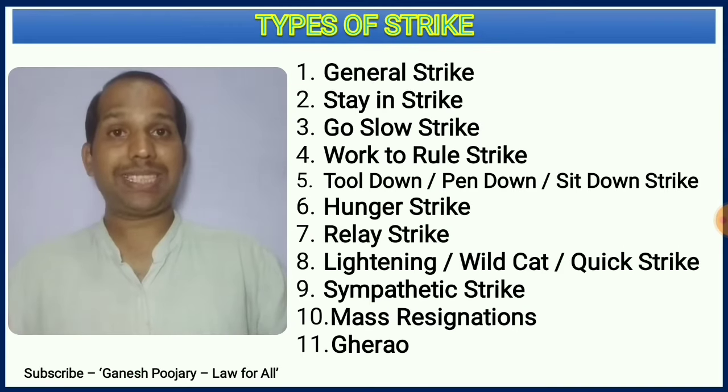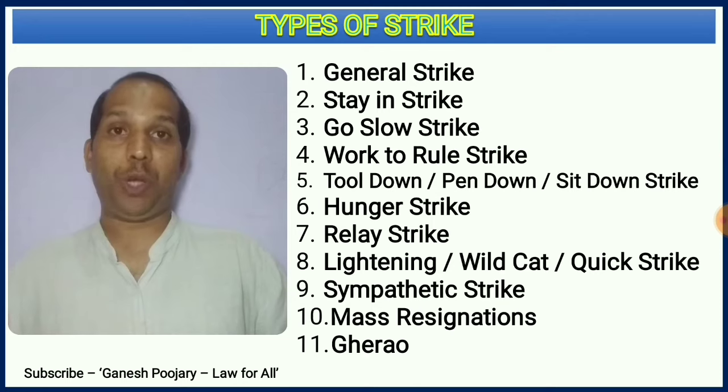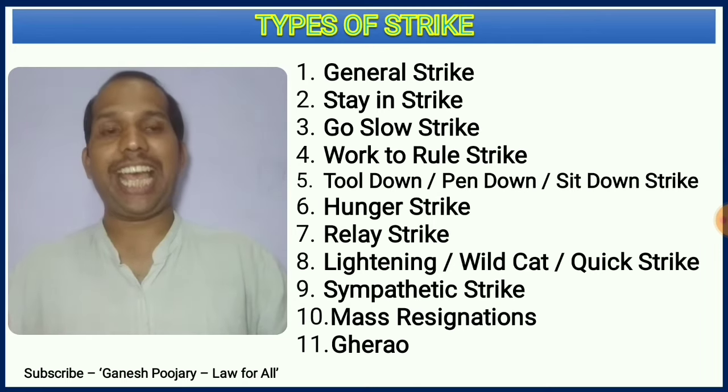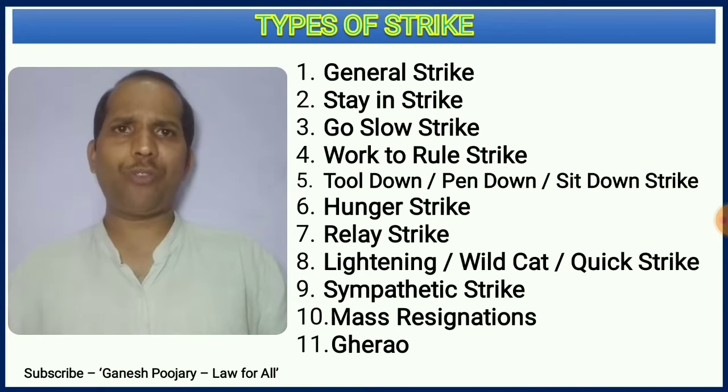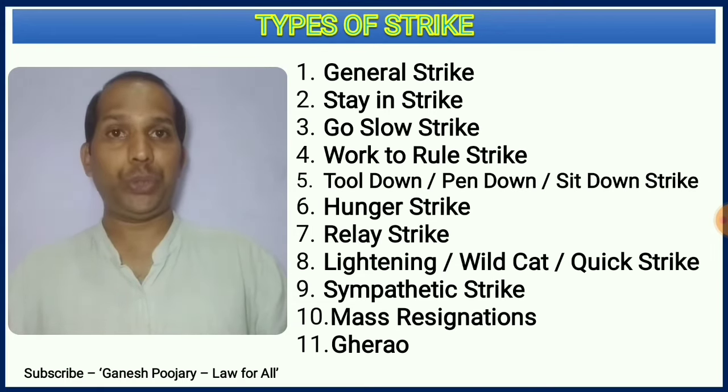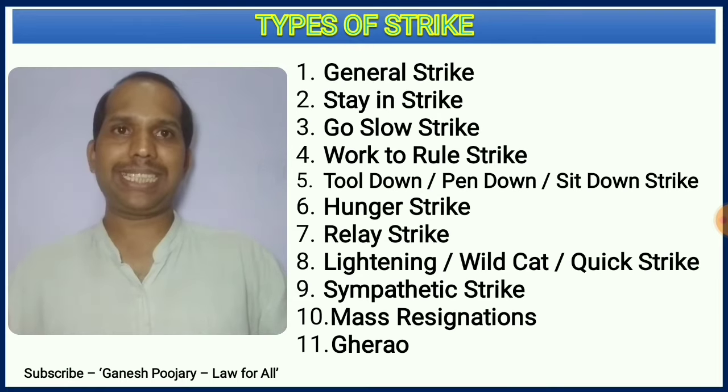I am going to discuss as many as 11 types of strikes. They are general strikes, stay-in strikes, go-slow strike, work-to-rule strike, tool down, pen down, sit-down strike, hunger strike, relay strike, lightning or wildcat or quick strike, sympathetic strike, mass resignations and gherao. All of this, or most of this, I am going to deal with case laws also. Let's get into the general strike.